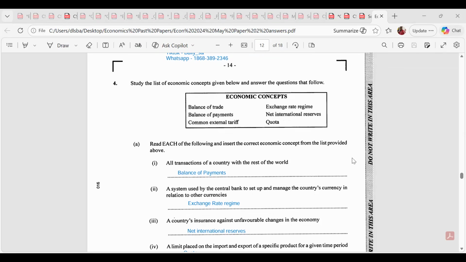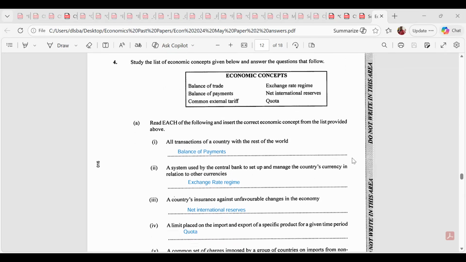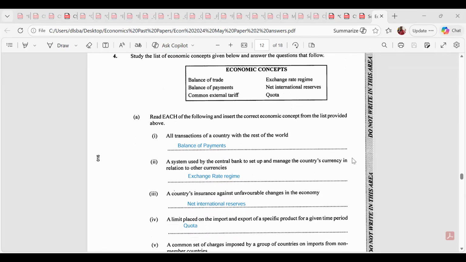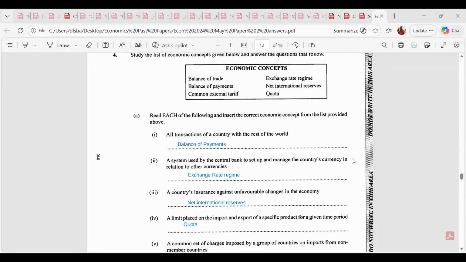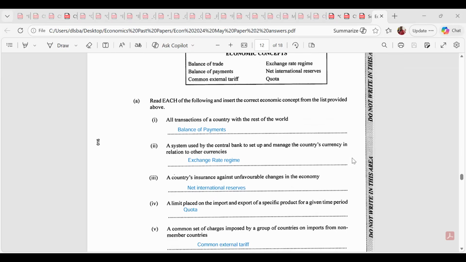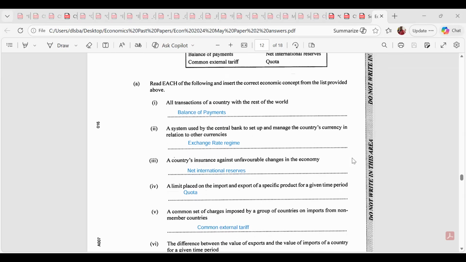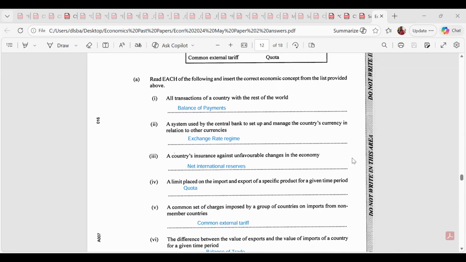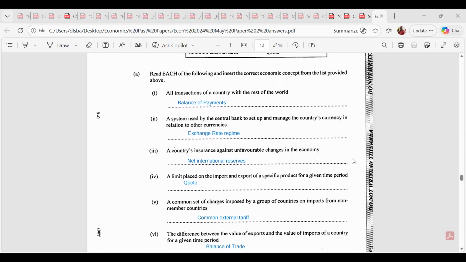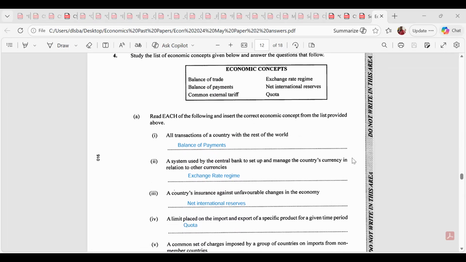Quota. A quota, correct. Then they have a common set of charges imposed by a group of countries on imports from non-member countries. Common external tariff. And we know that this last one, the difference between the value of exports and the value of imports of a country for a given time period, would have to be the balance of trade, even though they didn't say visible goods. That's the only one remaining.